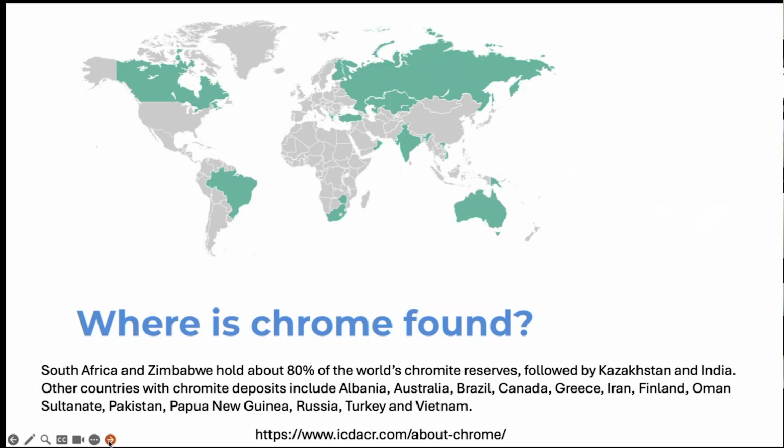Okay, so South Africa and Zimbabwe hold 80% of the world's chromite reserves, followed by Kazakhstan and India, other countries in here as well.